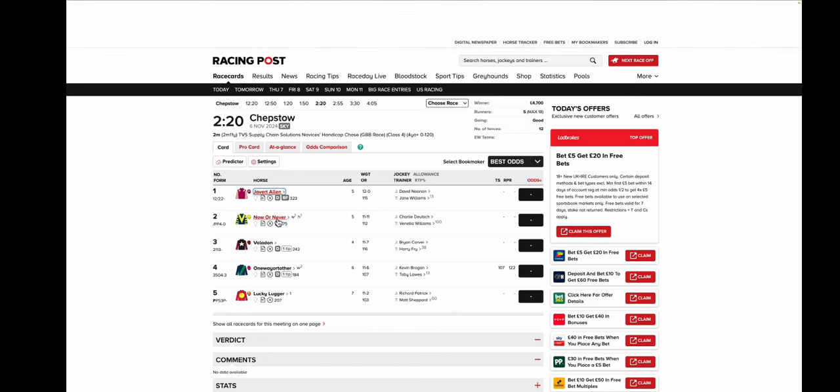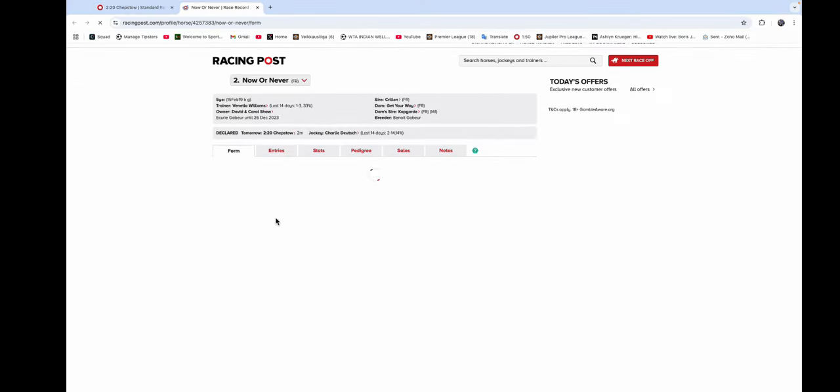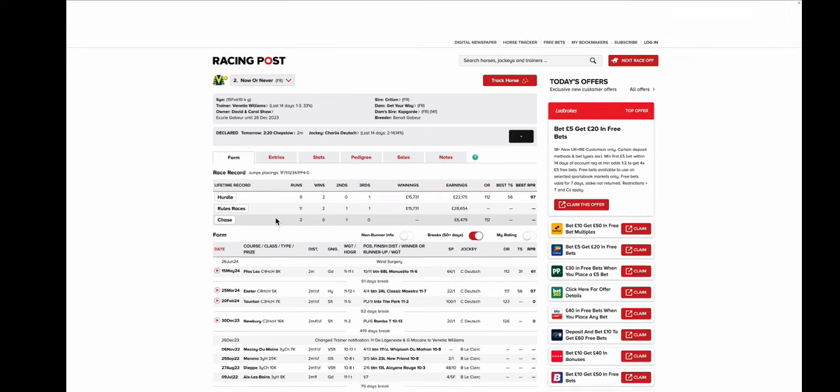If we click on the number 2 from Venetia Williams, Now or Never, you will see that it actually changed stables to Venetia Williams at the end of 2023, and it raced 4 times for the new stable. Now, there must be something wrong with the horse, because it pulled up, finished last of 4, and then 10th of 11 for this trainer. It was always massive odds, so not fancied.